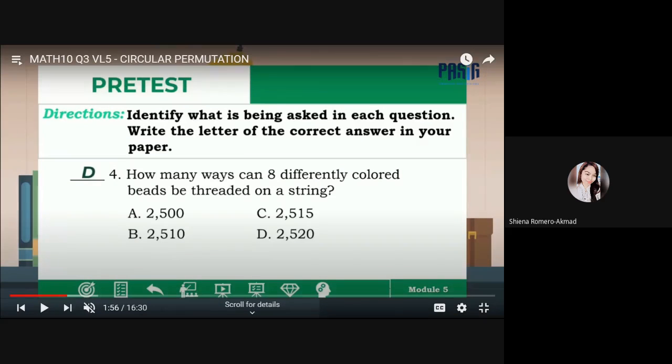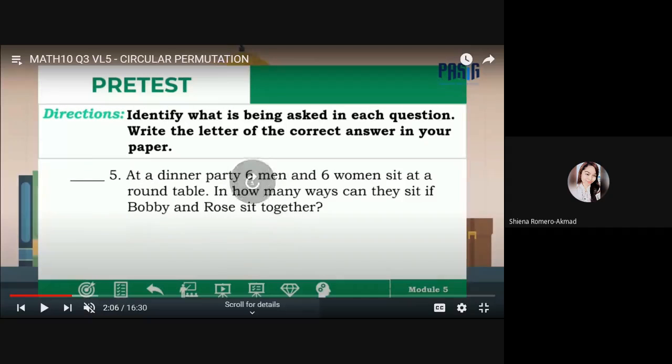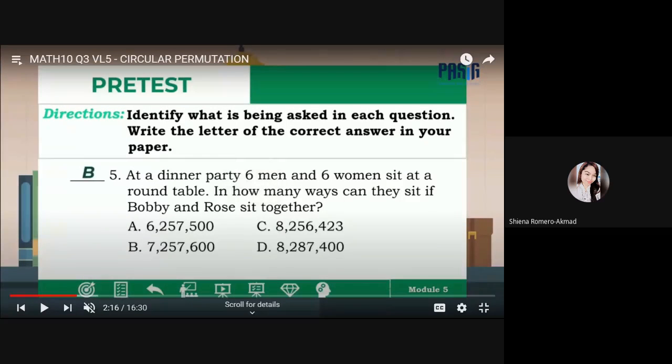Then later on, I am sure hindi nyo pa alam to, so later you'll know about this. So for number 5 naman, we have 6 men and 6 women sit at a round table. Then Bobby and Rose want to sit together. So the answer is letter B. So kung makikita nyo dito, meron na tayong mga conditions, and those conditions are case number 1, case number 2, and case number 3. Remember the conditions? We have case number 1.